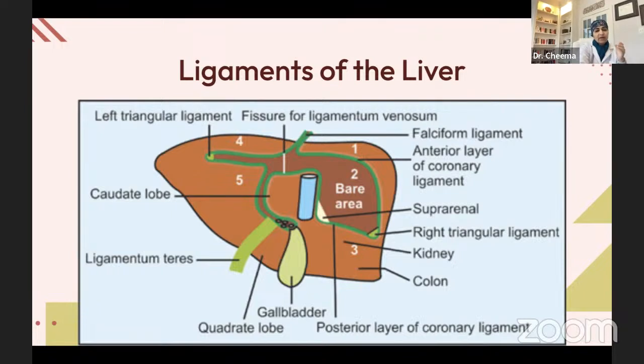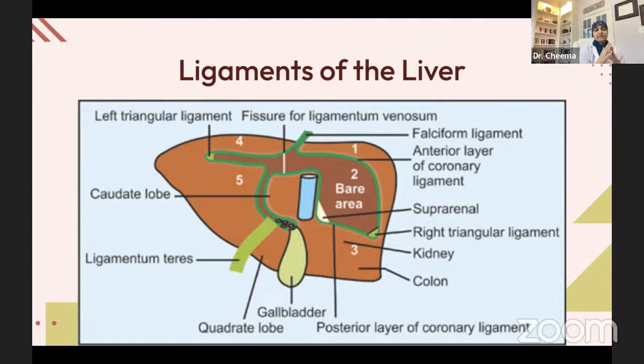And the gallbladder stores the bile and releases the bile back into the ducts whenever needed. So let's go over briefly the ligaments of the liver. The liver has several ligament attachments that anchor it in the right upper quadrant of the abdominal cavity.